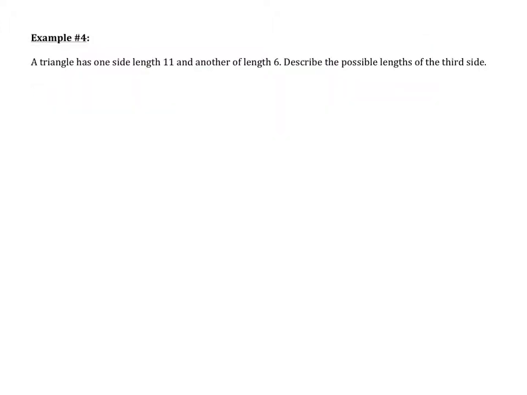And here's example number 4. A triangle has one side length of 11 and another of length 6. Describe the possible lengths of the third side. So at this point, we don't know if that third side is smaller than the 11 and the 6 or if it's bigger than the 11 and the 6. So we're going to have to account for both cases. Let's first look at the case if that third side is smaller than the 11 and the 6. But before we can do that, let's first let x equal that third side that we're not sure of. So again, first we're going to look at what if x is smaller than the 6 and the 11.